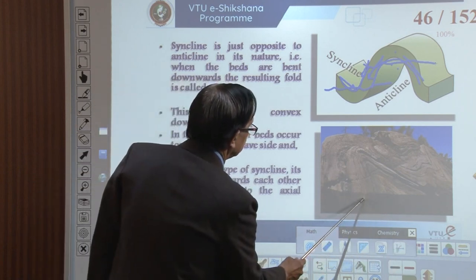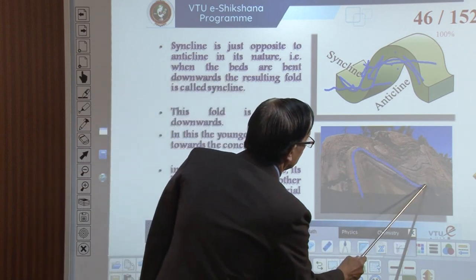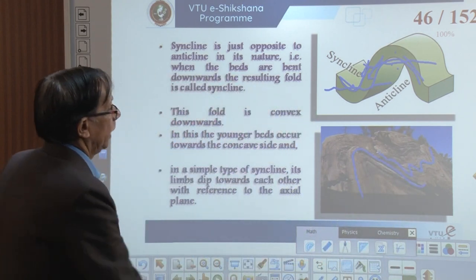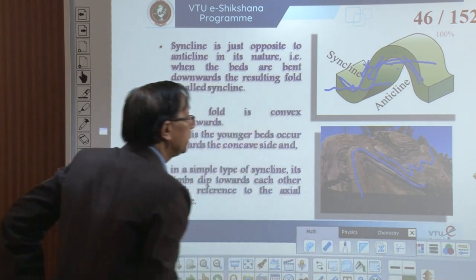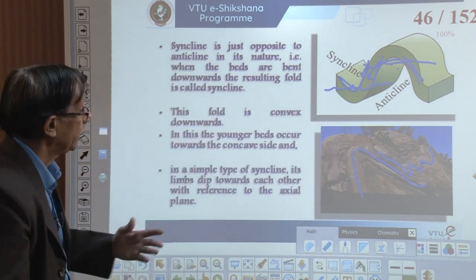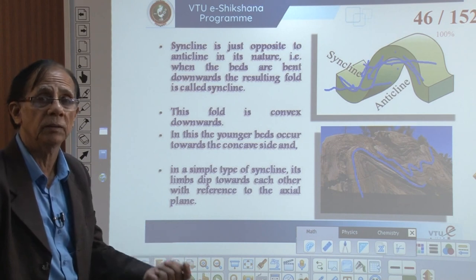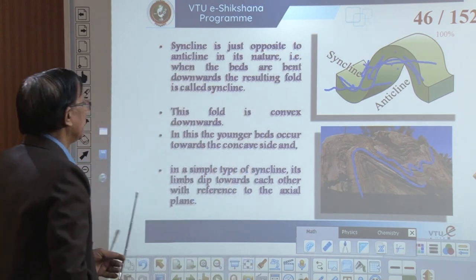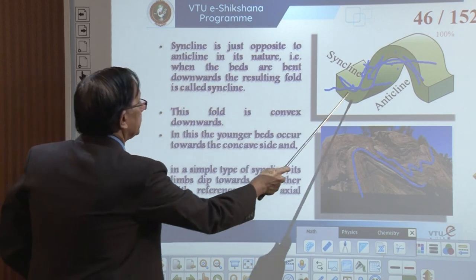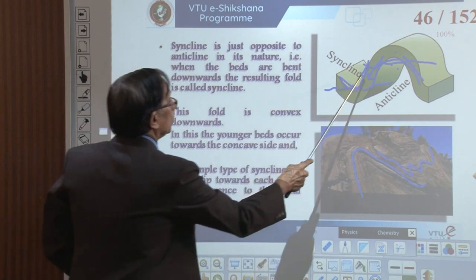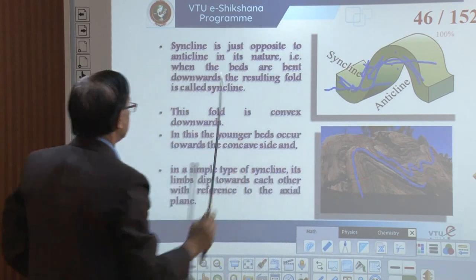And this is this. And here it is refolded, like this. Maybe a syncline is refolded, maybe an anticline can be refolded. Wherever complicated situations arise, we do not have any control. A syncline is just opposite to an anticline. Beds like this, that arch away, with slopes towards each other, form a syncline.